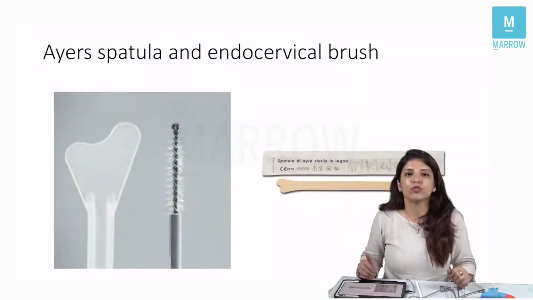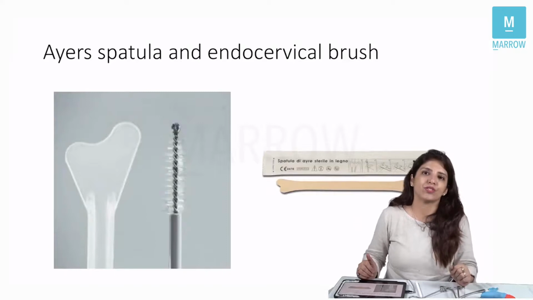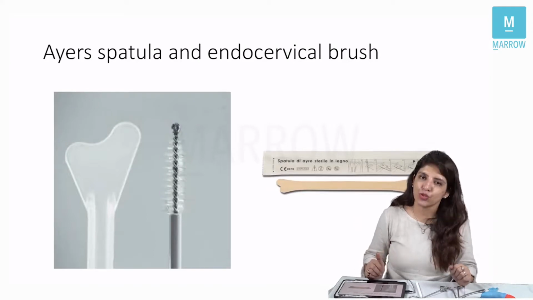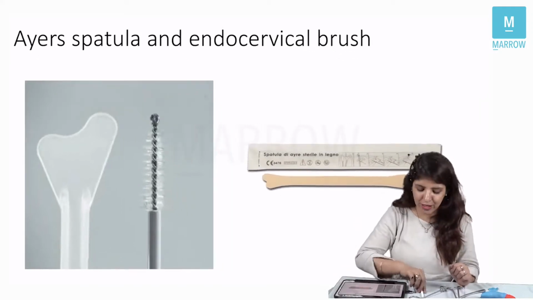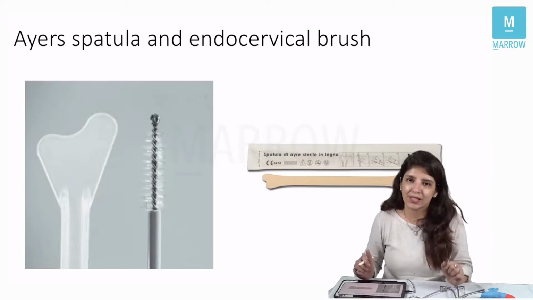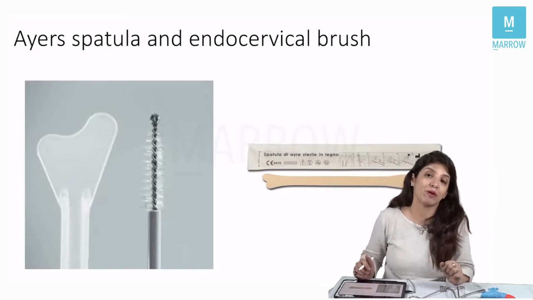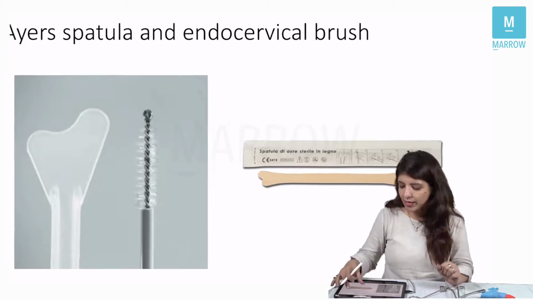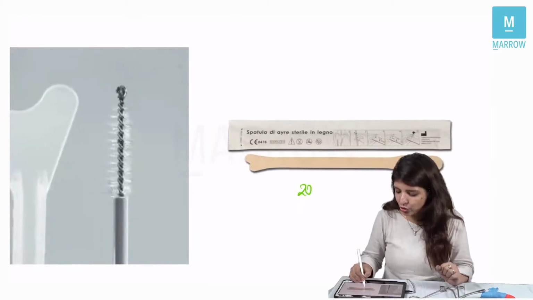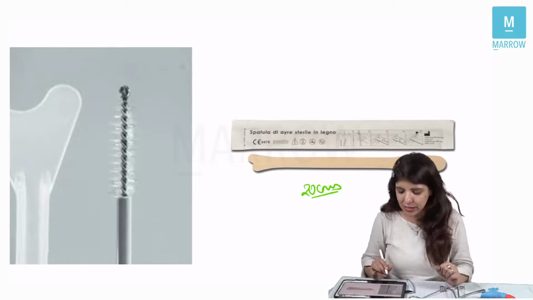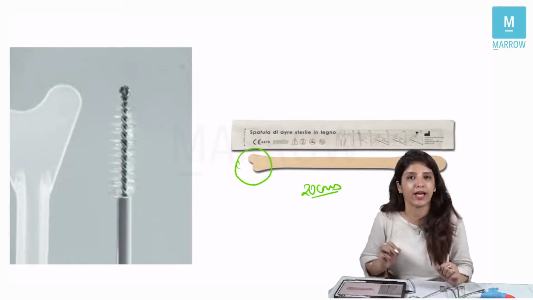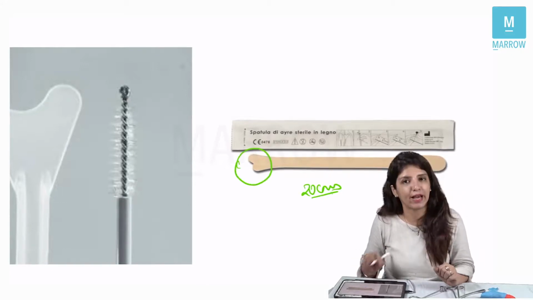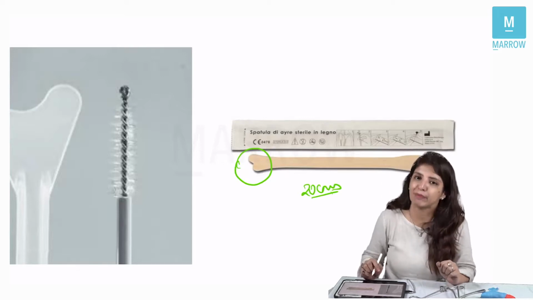Now, this instrument over here, you all know that this is an Ayer's spatula and an endocervical brush. These days we use a plastic Ayer's spatula, but a wooden Ayer's spatula is also available and is still being used in government setups. The length of the spatula is 20 centimeters. It has a bifid end, and it is from this bifid end that you have to take a pap smear.